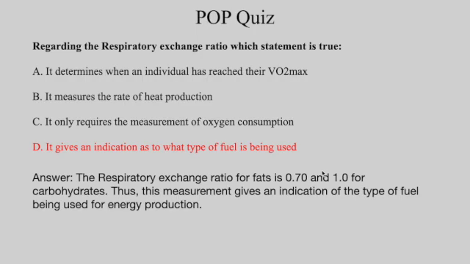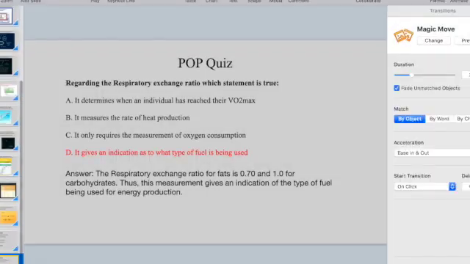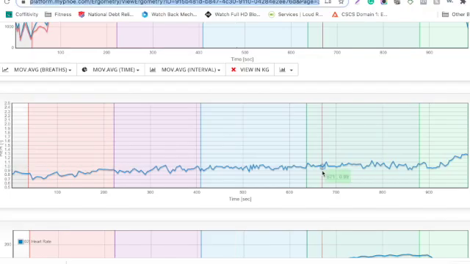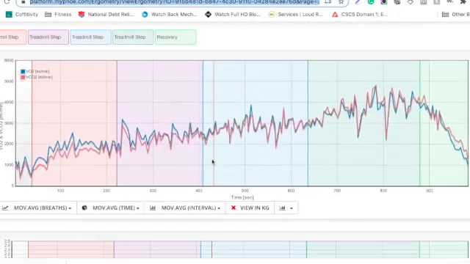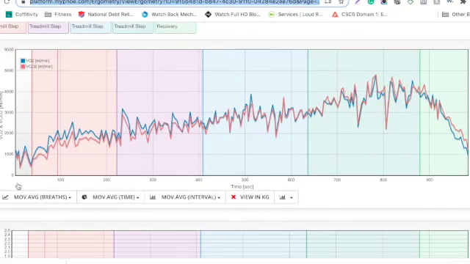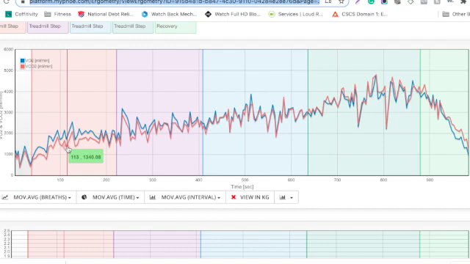Now, going back to here, this is what you get on the PNOE metabolic analyzer. Whatever we talked about, we're going to put it on the action, on the work. This blue line over here is your VO2, and the red line over here is VCO2.